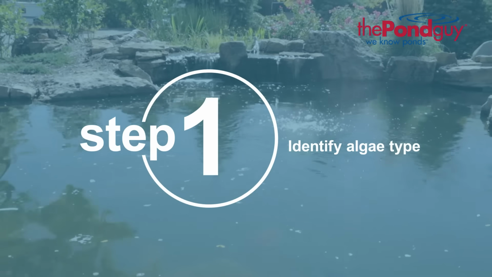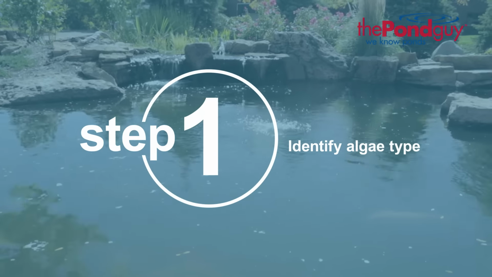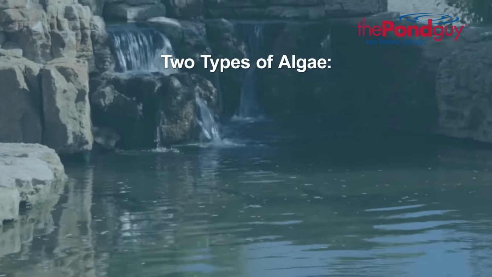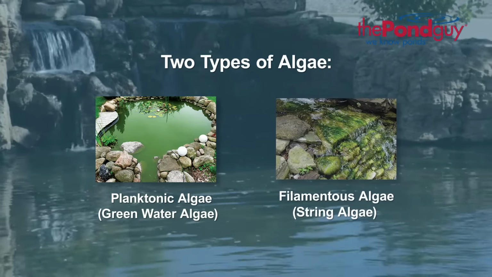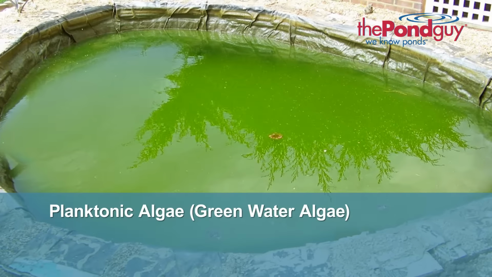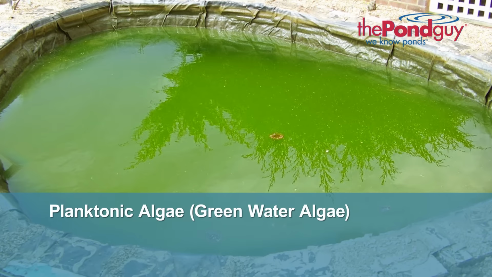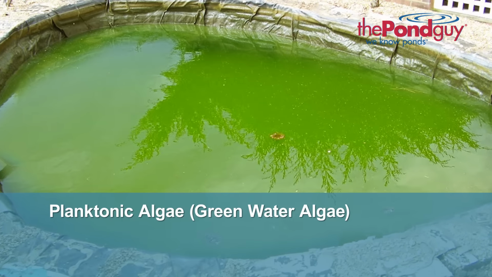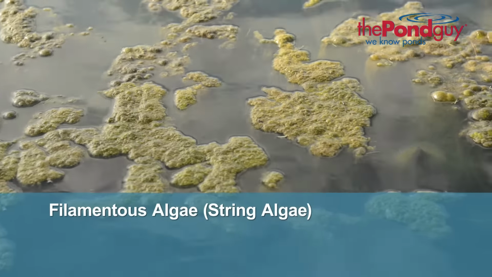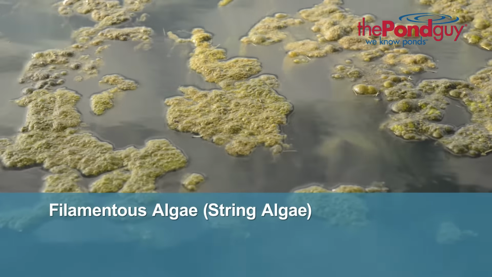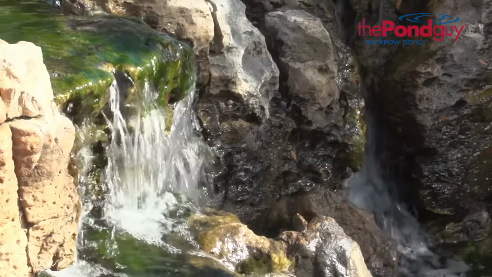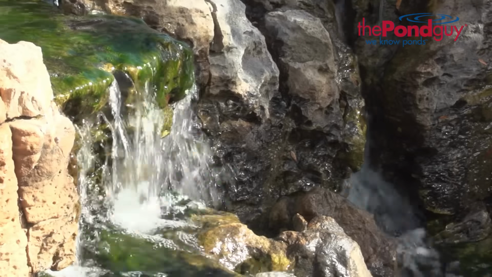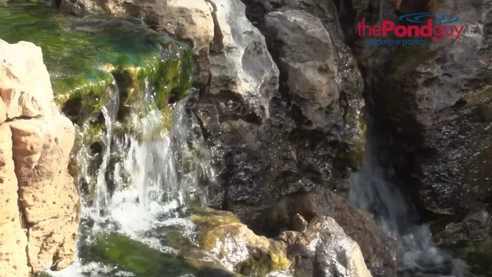The first step in managing algae is to identify the type of algae you're dealing with. There are two types of algae commonly found in water gardens: planktonic algae and filamentous algae. Planktonic algae are floating, microscopic plants that can cause pond water to turn a pea soup green color. Filamentous algae, commonly known as string algae, form long, visible chains, threads, or filaments. These threads grow on rocks, streams, and waterfalls, forming mats that resemble wet wool.